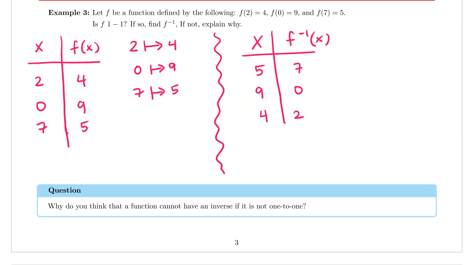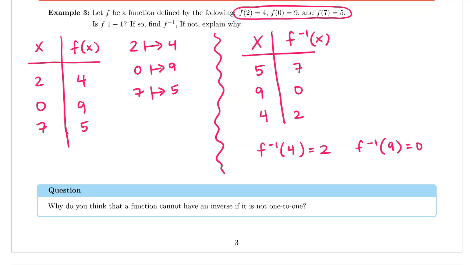Another way that we could denote this is, for the inverse function, we would say that f inverse of 4 is equal to 2, f inverse of 9 is equal to 0, and f inverse of 5 is equal to 7. So that's another way that we could denote this.